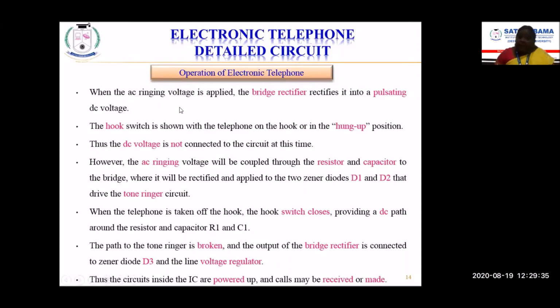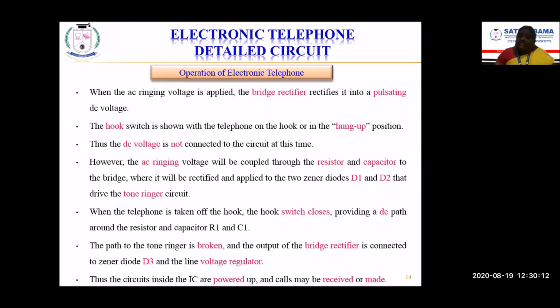Whenever the AC ringing voltage is applied, the bridge rectifies it into a pulsating DC voltage. The hook switch is shown with the telephone on the hook, in the hung up position, which means that it is in the open loop condition. Thus, the DC voltage is not connected to the circuit at this time. The AC ringing voltage will be coupled through the resistor and capacitor R1 and C1, where it will be rectified and applied to the two Zener diodes Z1, that is D1 and D2, and the tone ringer circuit will be activated, and we will be able to hear the ringing sound.